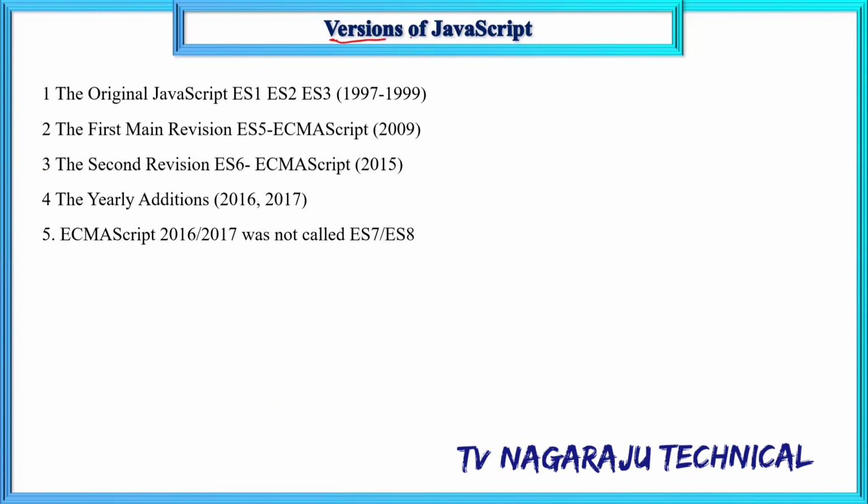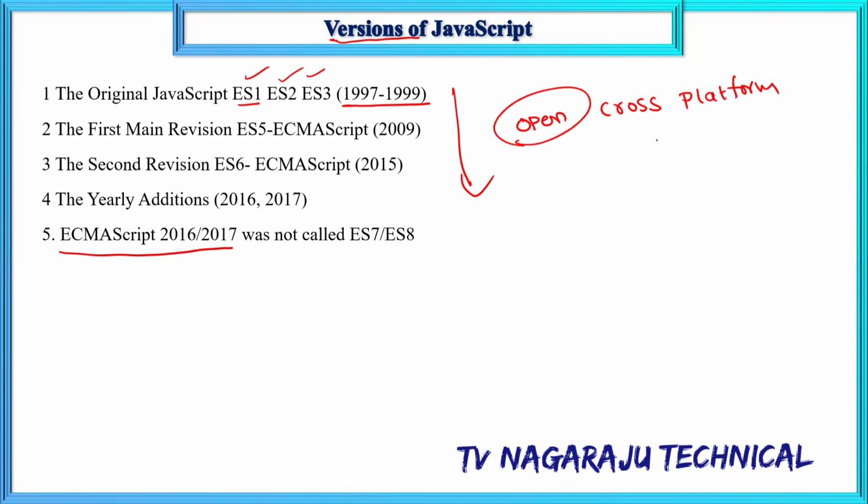What are the different versions? Initially, JavaScript was in the years 1997 to 99. ES means ECMAScript version 1, version 2, version 3, and so on. Right now, ECMAScript 2016-17 is released. These are different versions of JavaScript. And remember, JavaScript is open and cross-platform. What does that mean? Open source, anyone can download. Cross-platform, it can run on any platform: Windows, Linux, or macOS.